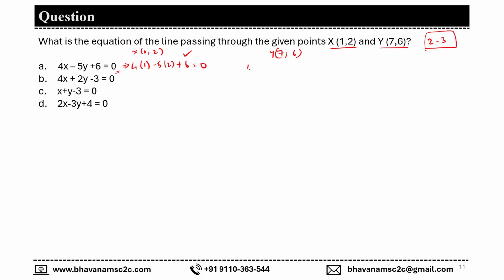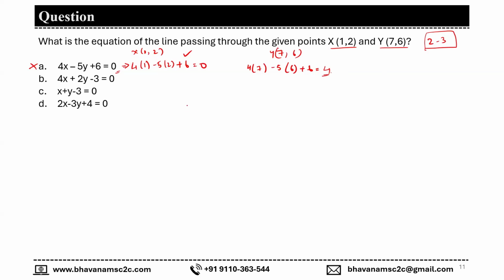And the second point in the equation: 4 times 7 minus 5 times 6 plus 6. So 4 sevens are 28, plus 6, 34, minus 30. This is 4, right? So this option is not satisfying. Option A is not satisfying. Then what is the answer? You got 4, and it is supposed to be 0.